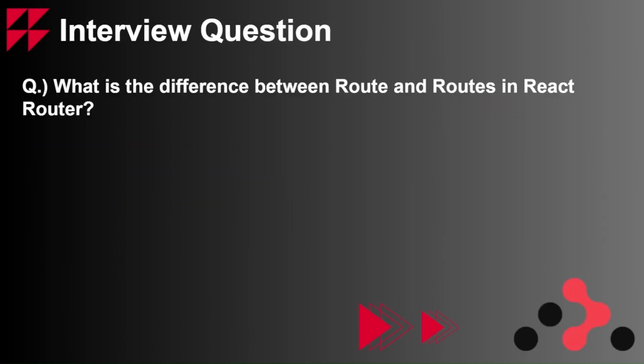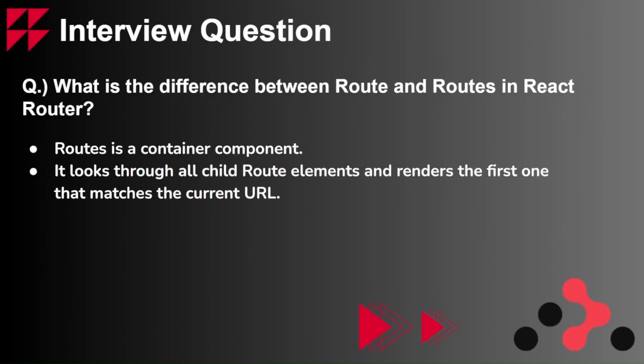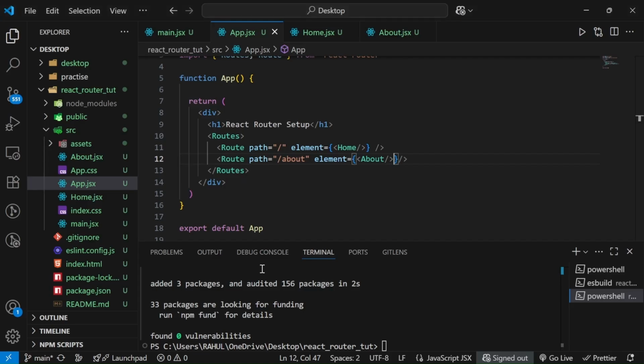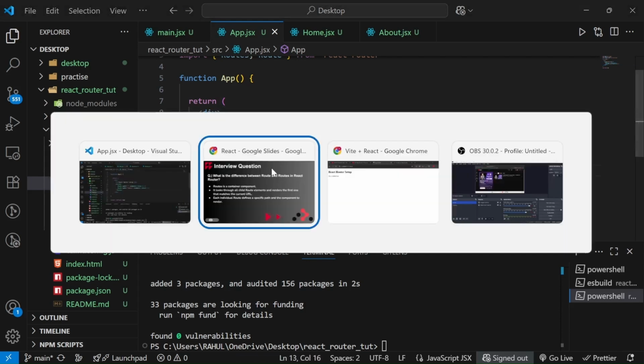Now one important interview question related to this: what is the difference between Route and Routes in React Router? Let's understand. Routes is a container component. It looks through all the child Route elements and renders the first one that matches the current URL. For example, when we type /about, it will go one by one through each Route and match which path is exactly matching, and once it matches, it will render that component. Each individual Route defines a specific path and the component to render. So basically this is the code snippet the question was about. I hope it is clear now.